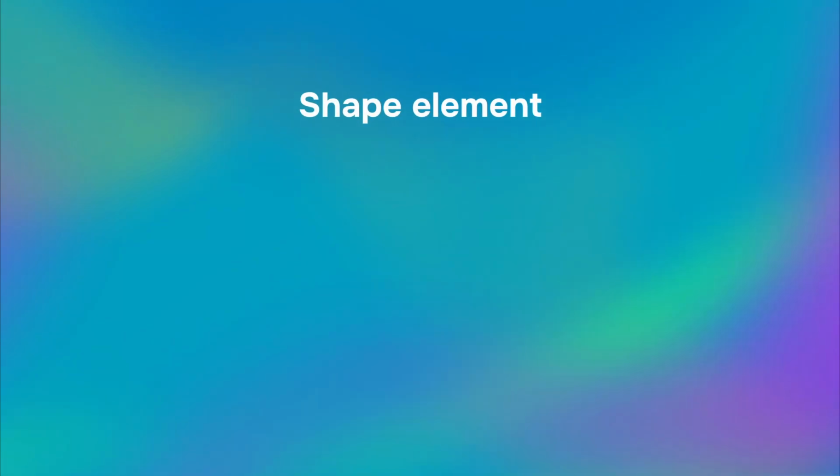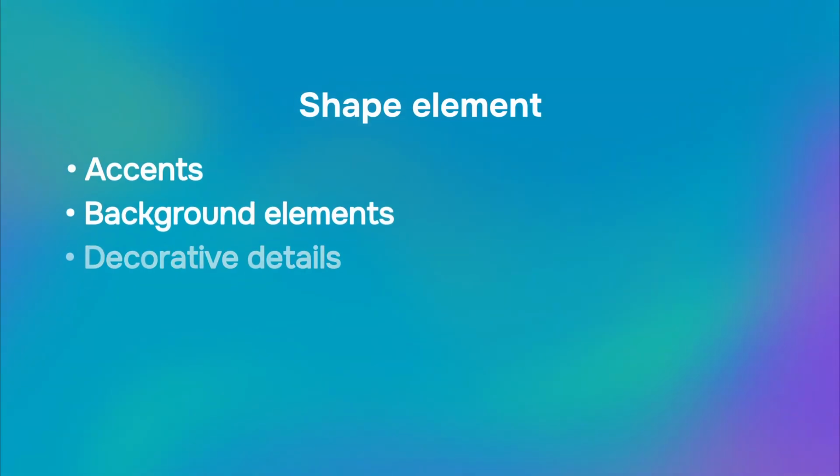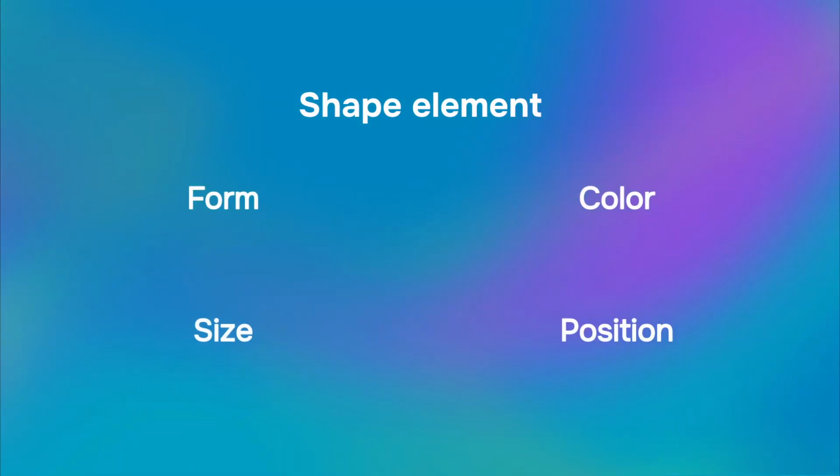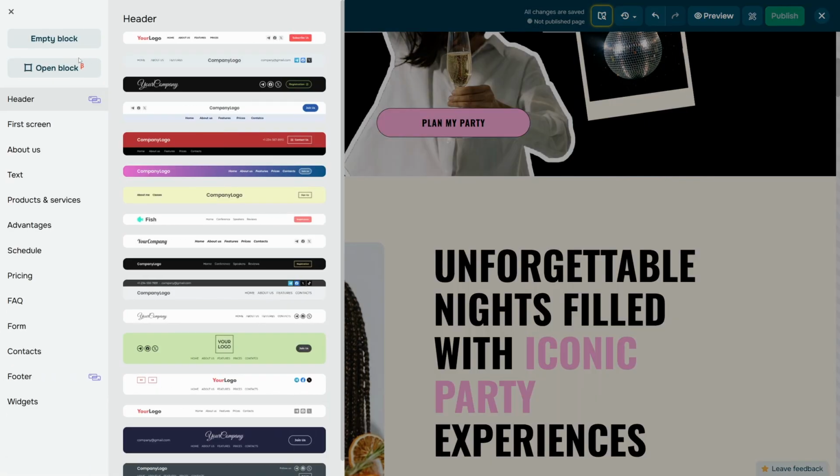A shape is a basic graphic element you can use to add accents, background elements, or decorative details in an open block. You can adjust its form, color, size, and position to create your own design. In the website builder, add an open block.